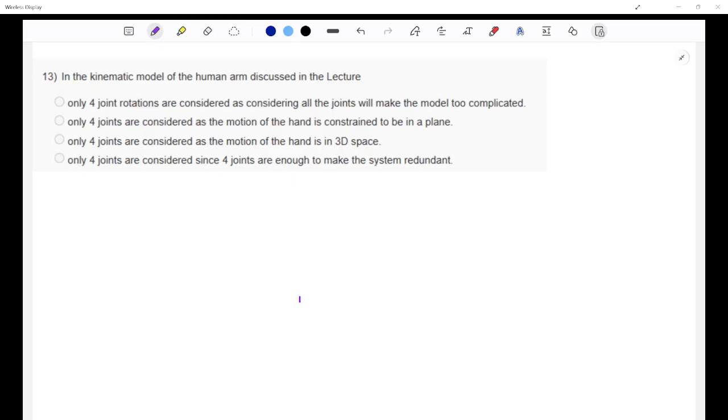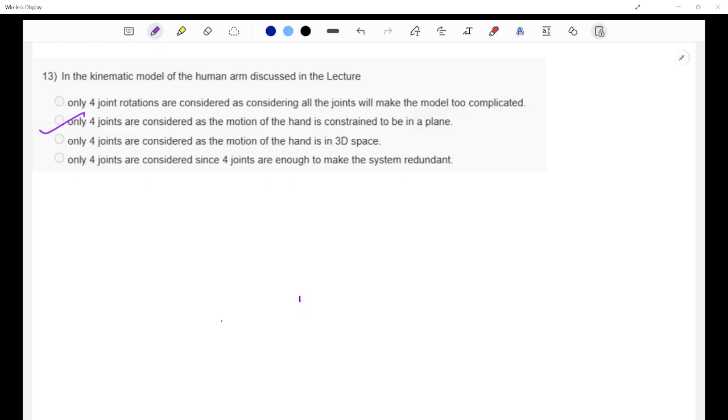From the previous question, we know that the human arm has 7 degrees of freedom. For the shoulder it is 3, for the elbow and forearm it is 2, and for the wrist it is 2. So hand motion, in the lecture, is constrained to a plane. It is directly from the lecture. So the motion is only in 2D, thus the model becomes planar.